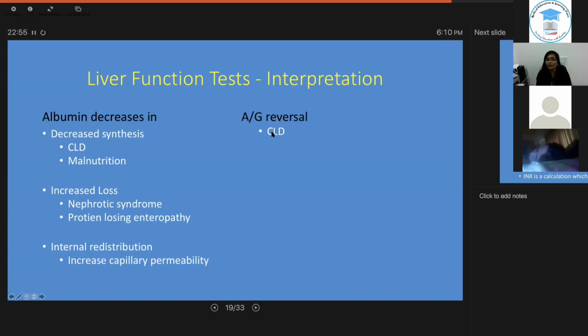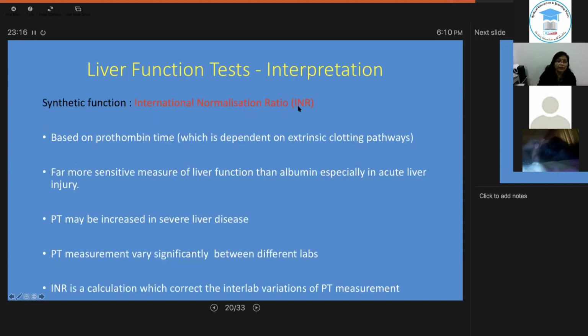AG reversal is a very, very important parameter in patients with liver disease. Whenever we are following them, like chronic hepatitis or alcoholic liver disease, whenever we start seeing albumin globulin ratio reversal, we must look for chronic liver disease. A single parameter gives a lot of clues to investigate further.